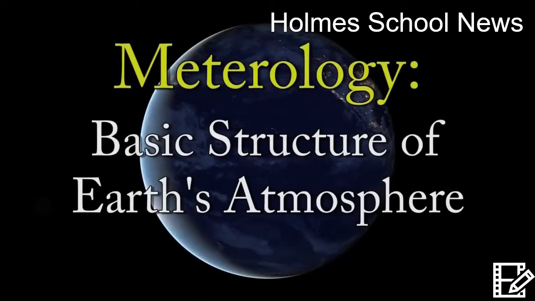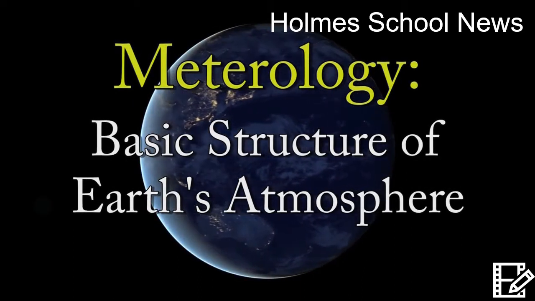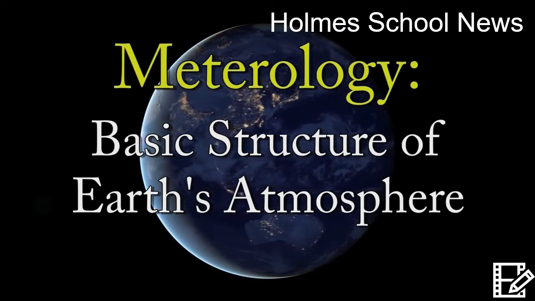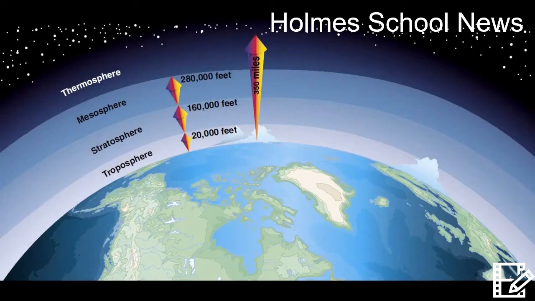Hello, I'm going to talk about the structure of the atmosphere for meteorology. The basic structure of the Earth's atmosphere is actually quite simple. There are multiple layers rising above the Earth's atmosphere, and I'll only be covering two layers located closest to the Earth's surface. That's the troposphere and the stratosphere. The troposphere is the part of the Earth's atmosphere we are most familiar with. It contains the air we breathe.